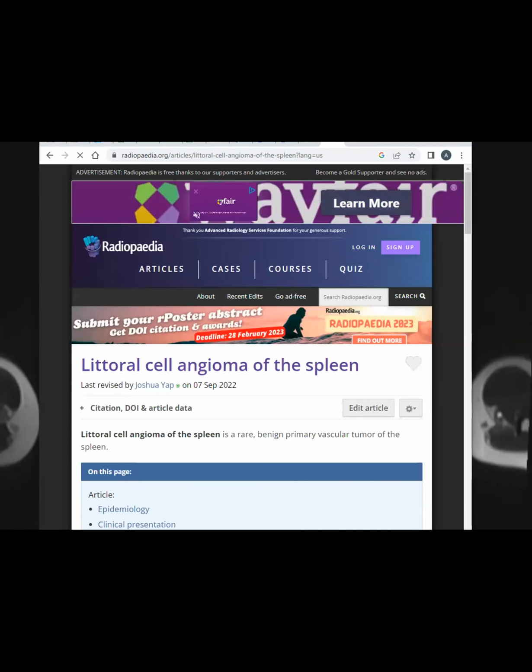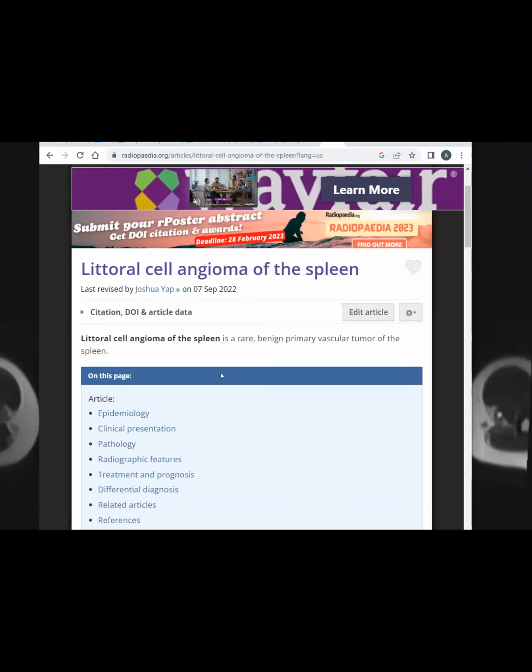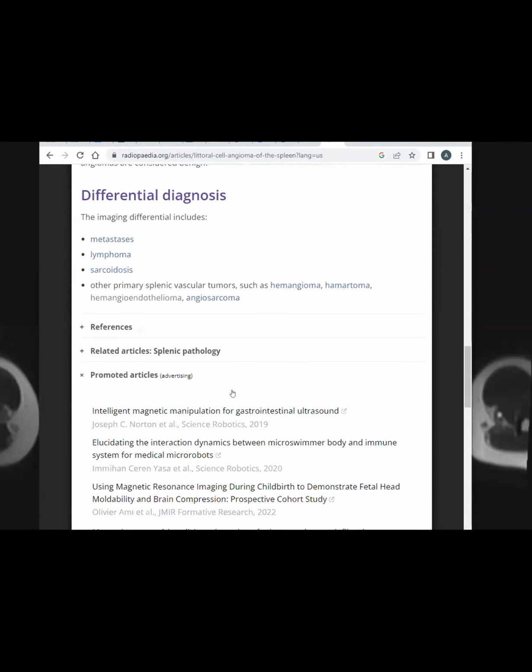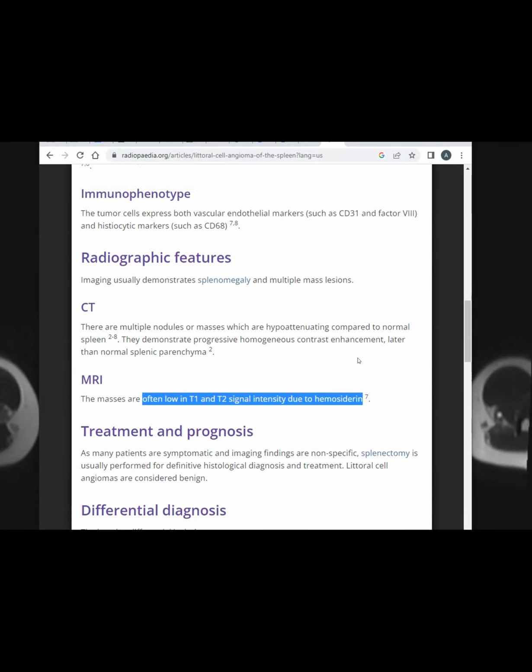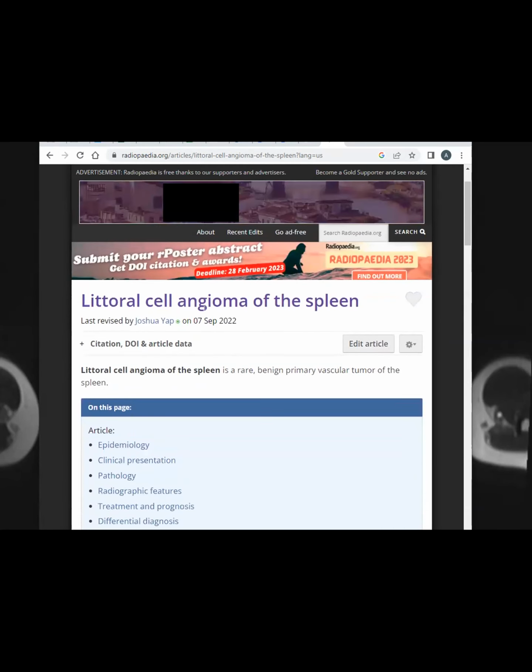Okay, here's my Radiopaedia. Do you guys see it? Okay, littoral cell angioma. Oh wait, where's imaging? Okay, low T1 and T2 signal due to hemosiderin, multiple masses. So not high, I think they're low, at least according to me and Radiopaedia. I don't think they're always T2 low. Okay, I want you to bring up a counterpoint, and then we can talk to these people about editing. The ones that I've seen have been T2 low, but I'm going to tell you a few more points while you're looking it up.